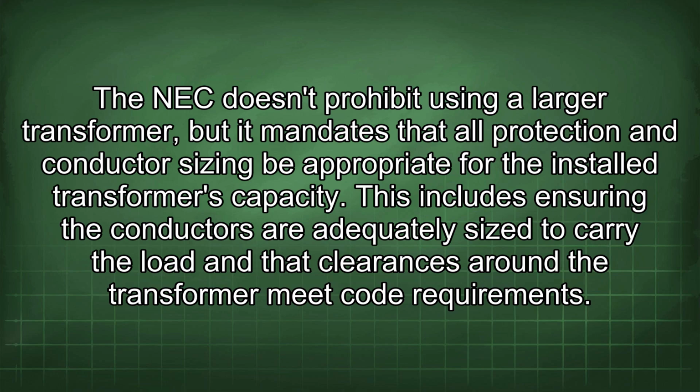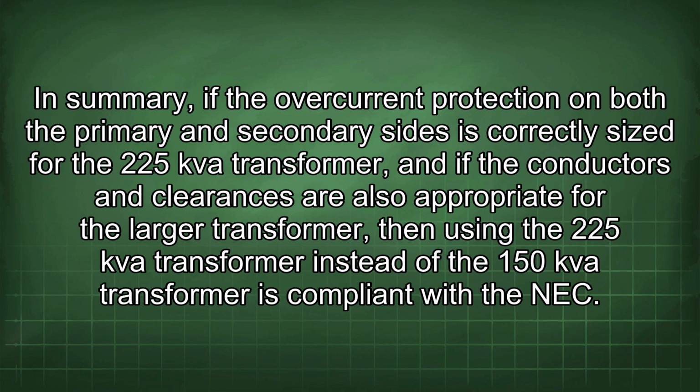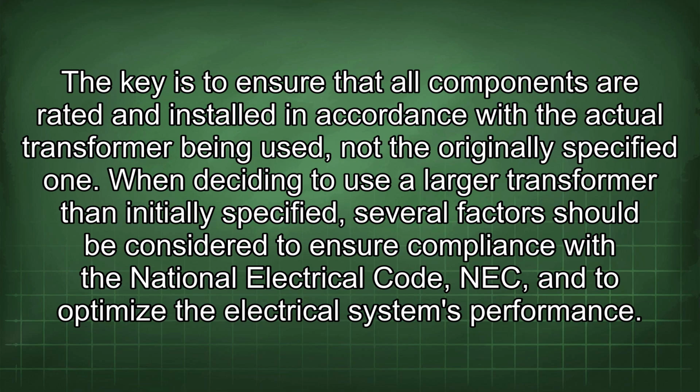This includes ensuring the conductors are adequately sized to carry the load and that clearances around the transformer meet code requirements. In summary, if the overcurrent protection on both the primary and secondary sides is correctly sized for the 225 kVA transformer, and if the conductors and clearances are also appropriate for the larger transformer, then using the 225 kVA transformer instead of the 150 kVA transformer is compliant with the NEC. The key is to ensure that all components are rated and installed in accordance with the actual transformer being used, not the originally specified one.